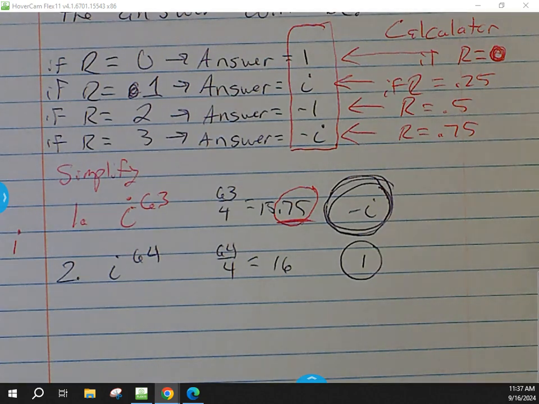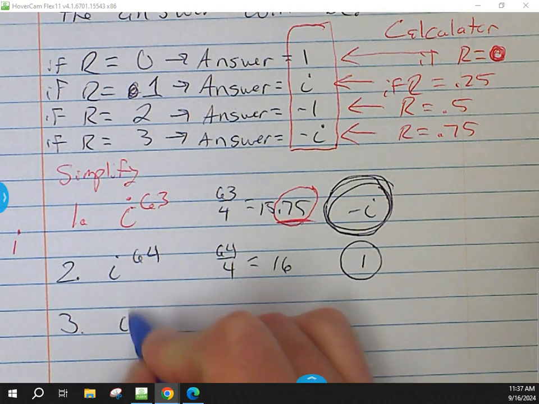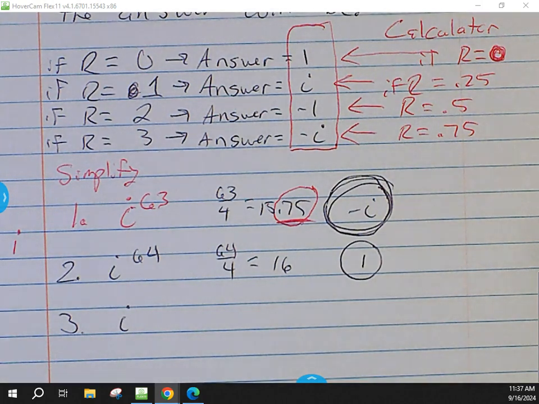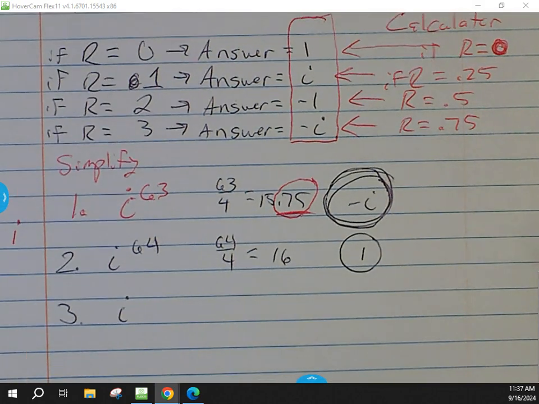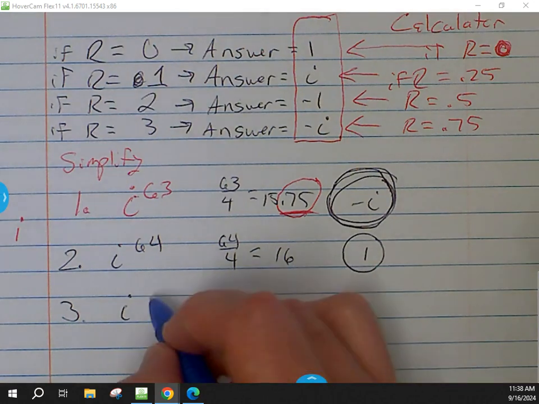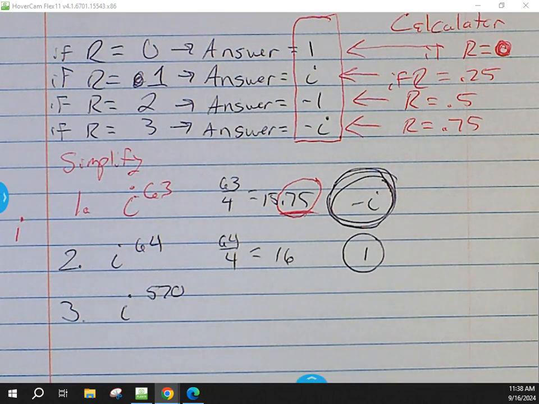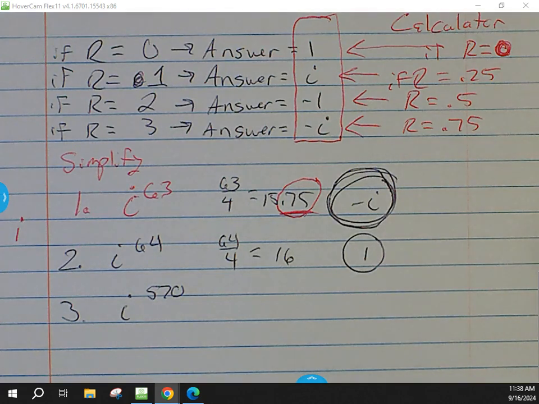Okay, and again, it doesn't matter how big, how small. The number could be i to the, somebody give me something up in the hundreds. Give me a number up in the hundreds. What? How about 570? All right, so we'll go 570. Okay. All right, same thing on that one.